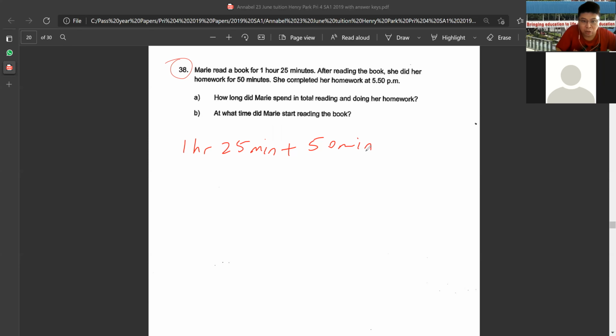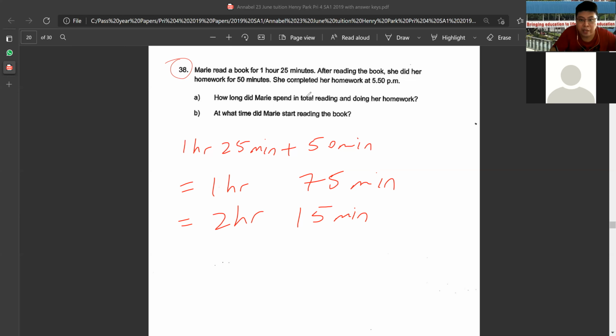So this one I add together is 1 hour, 75 minutes. 1 hour, 75 minutes is 2 hours, 15 minutes. Do you know how I get 2 hours, 15 minutes? Yes. 2 hours, 15 minutes. So she completed her homework at this time.